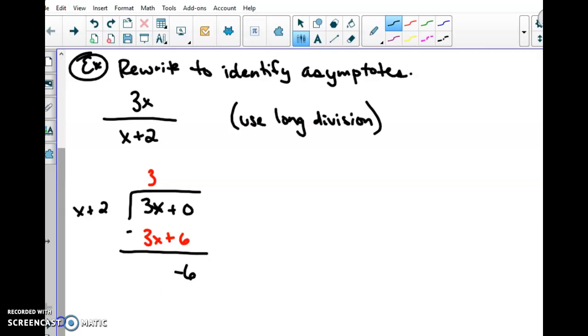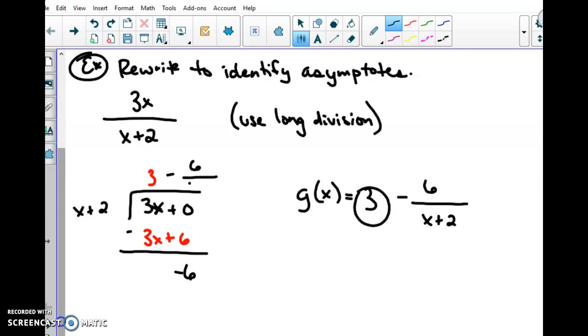Okay, so how does this help me? This helps me because my function is now going to be in the form of g of x equals 3 minus 6 divided by x plus 2. And the reason being is because that 3 comes out here, and my remainder, we know, is technically -6 over x plus 2, which is just showing you the equation we have.